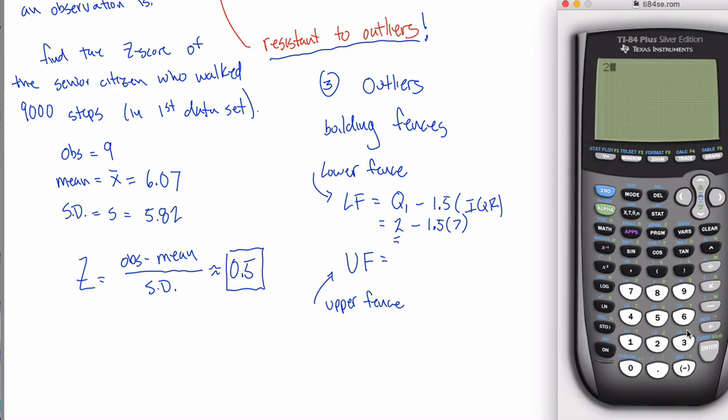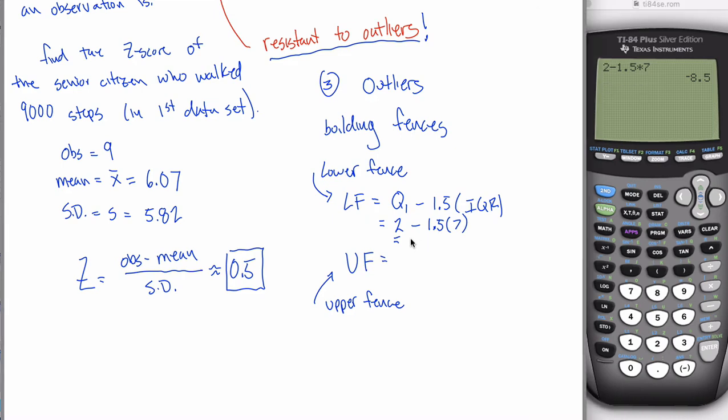You can just type in 2 minus 1.5 times 7, and your calculator will do this part of it first. 1.5 times 7 is 10.5, and then it'll do 2 minus that 10.5 to get negative 8.5. My lower fence is negative 8.5. Well, negative, that's weird. No, not really.